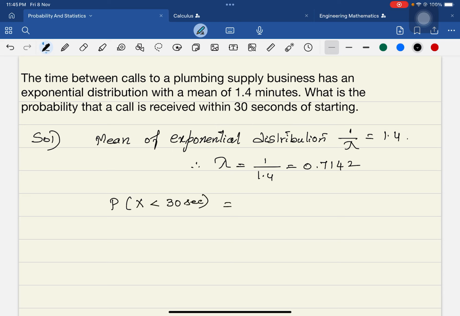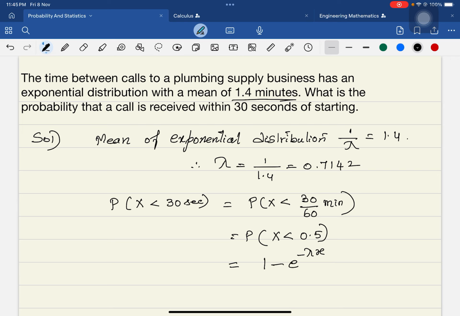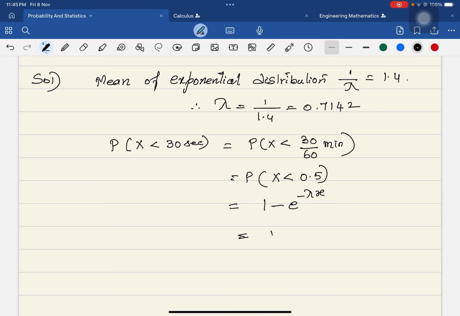We have to change that into minutes because the mean is given in minutes. So we write that as P of x less than 30 by 60 minutes. What do you mean by 30 by 60? It is nothing but probability of x less than 0.5. Now the formula for probability of x less than is 1 minus e raised to minus lambda x, and the value is 1 minus e raised to minus 0.7142 times 0.5.